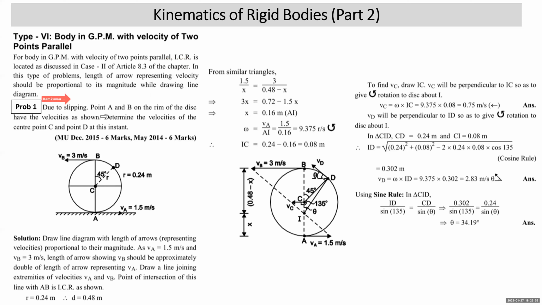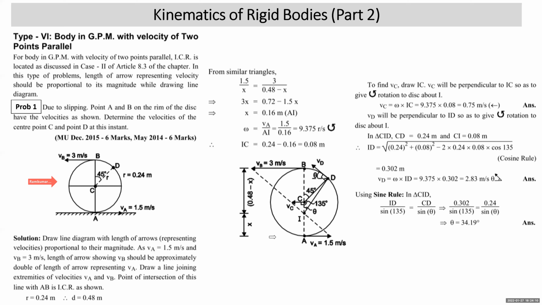Due to slipping, points A and B on the rim of the disk have the velocities as shown. Determine the velocities of the center point C and point D at the instant. You are given a wheel or a disk which is slipping. Due to slip, the velocities of points A and B are given. The velocity of point A is 1.5 meter per second towards the right. The velocity of B is 3 meter per second towards the left. So this is in GPM. The velocities of two points A and B are given, and they are parallel. Velocity of point A is 1.5, velocity of point B is 3.